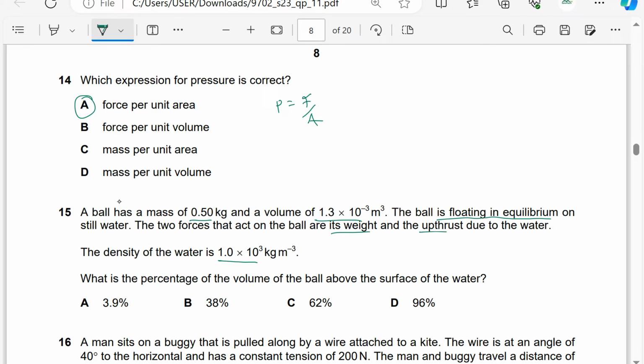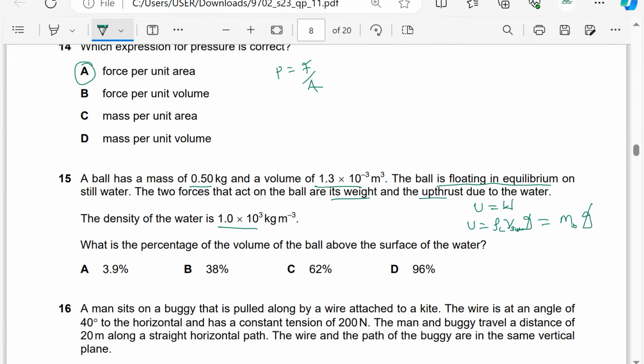So first of all, when it is in equilibrium, the upthrust is equal to the weight. But remember, the upthrust is the density of the liquid times the volume of the liquid which is displaced, which is the same as the volume of the object submerged. So this is the volume which is submerged, times g. And this should be equal to the weight, where the weight is the mass of the ball times g. So g cancels out, it is not necessary here.